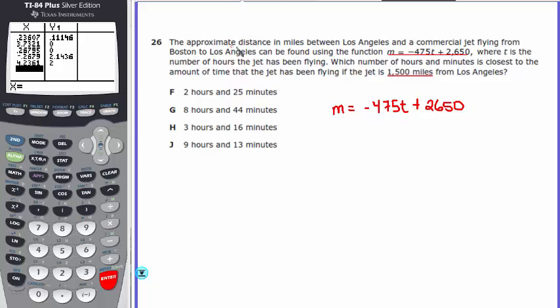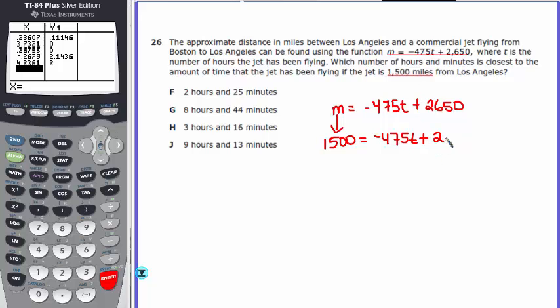Alright, the approximate distance in miles between Los Angeles and a commercial jet flight from Boston to Los Angeles can be found using the function m equals -475t plus 2650, where t is the number of hours the jet has been flying. So we see that letter m represents miles and t represents time. The problem gives me that information, 1500. So with that, we're able to solve the equation for t, and that's exactly what we're looking for. We're looking to find the time it takes for the plane to arrive to the airport.